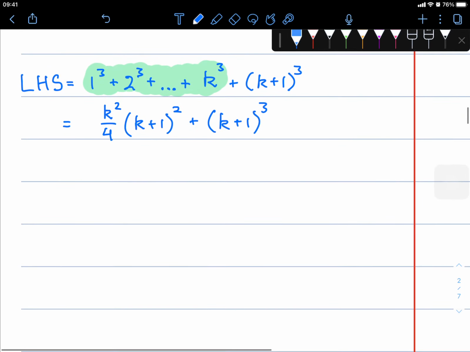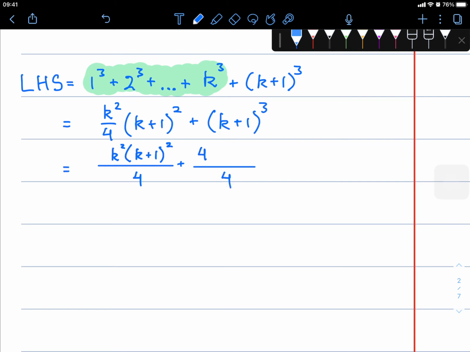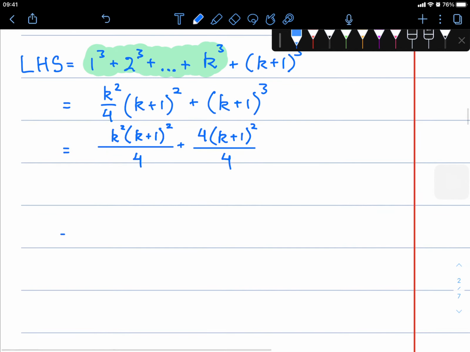Now from here, we work some more algebra into this. We're going to have the same denominator over 4. This will stay the same. This will be k squared, k plus 1 squared. But this one is now going to be 4 times k plus 1. From here, I'm going to factor out a quarter, and I can factor out the k plus 1. Oops, I just realized that's a cubed. My apologies. I'm going to factor out k plus 1 squared.